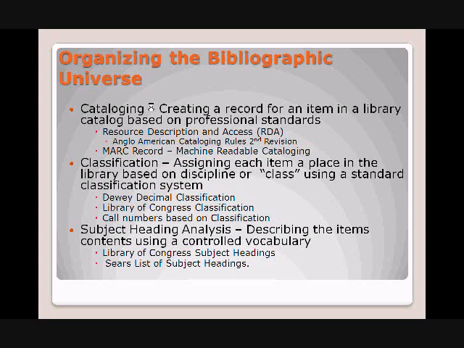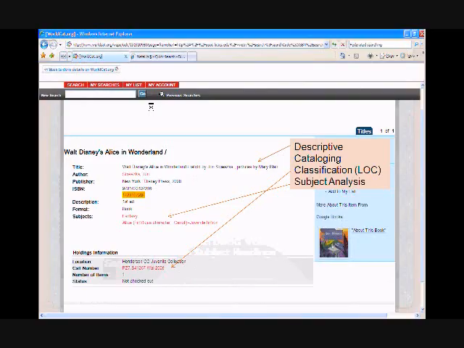So as an example of how these different standards are used in creating a catalog record, here is a catalog record of Alice in Wonderland. And you can see for the title, the author, the publisher, and the standard number information, descriptive cataloging standards are used. These are all created using Anglo-American cataloging rules and resource description and access rules.